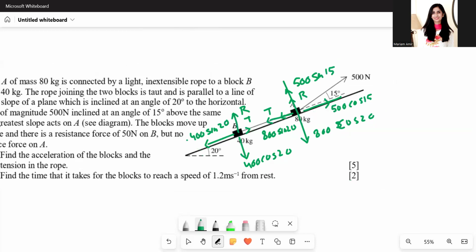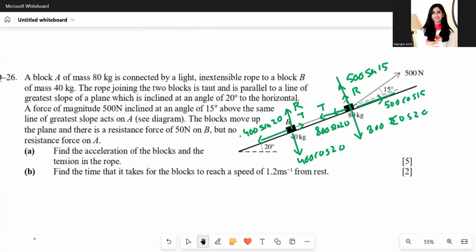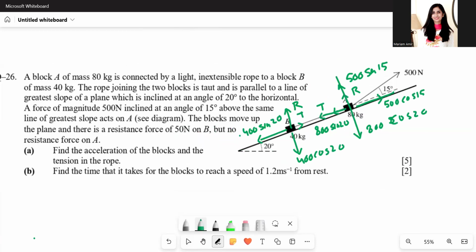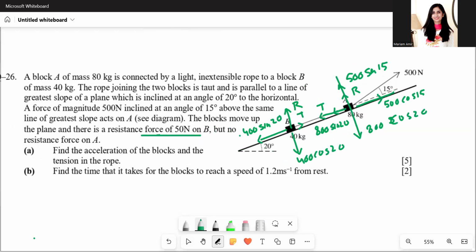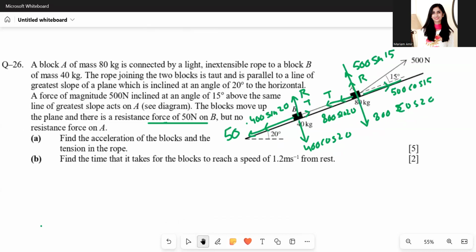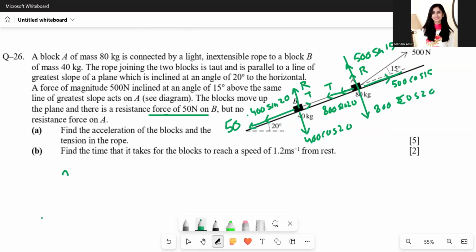Okay. Is friction mentioned here? Yeah. There's a 50 Newton resistance force mentioned on B. So on B, there's going to be a 50 Newton force in this direction. Find the acceleration of the block and the tension in the string. So I'm going to form simultaneous equations at A and B. So let's make an equation at B.